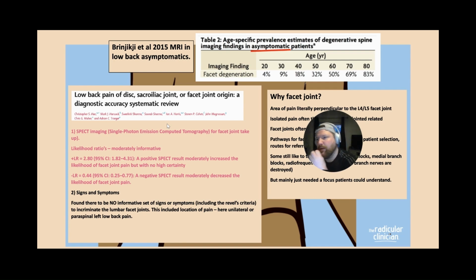So when they were looking at location of pain, when they were looking at this Revel's criteria, when they were looking at where you were having your pain, and the things that we are concerned with in the clinic, none of those things were found to be informative.